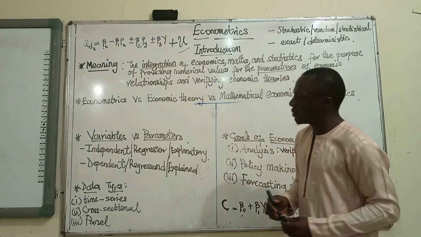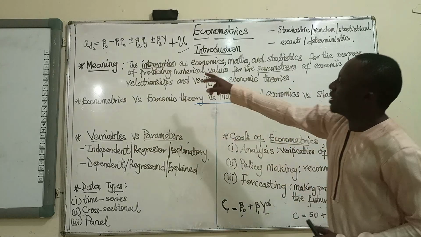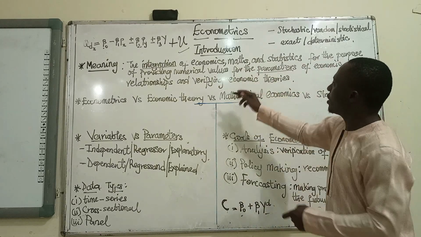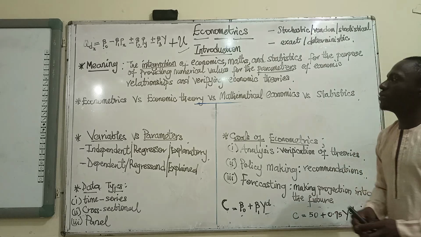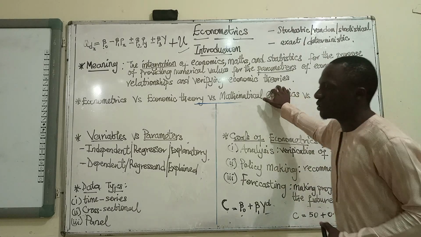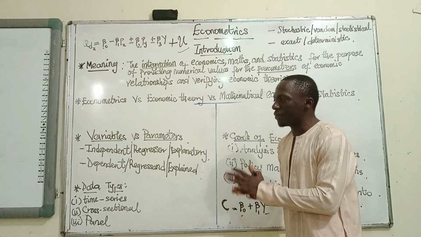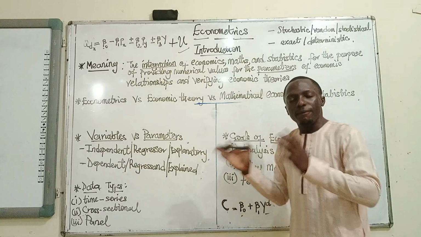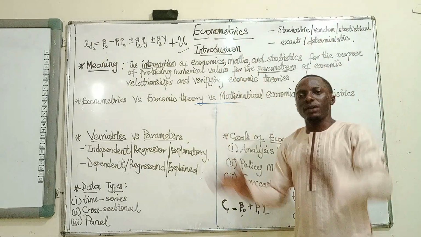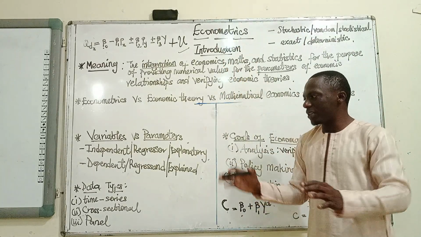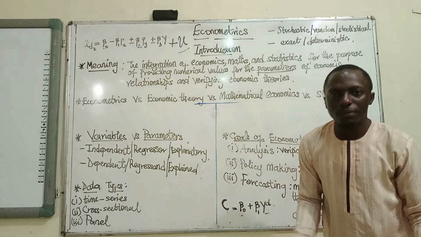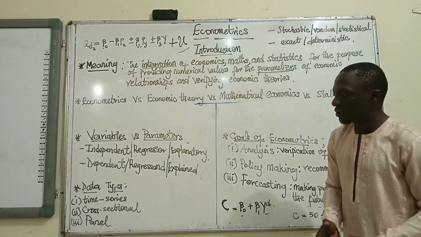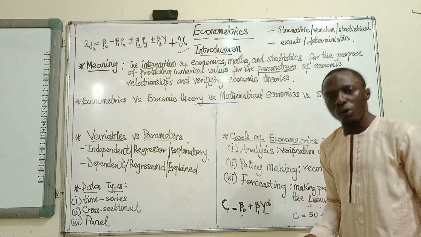Then we move to the variables and parameters. You check here now the integration of economics, mathematics, and statistics for the purpose of providing numerical values for the parameters of economic relationships and verifying economic theories. What are parameters? I do the same thing as variables. We have economic variables, we have parameters. Variables are verbal expressions of economic concepts, like quantity demanded, GDP, money supply, population growth, consumption, and all others.